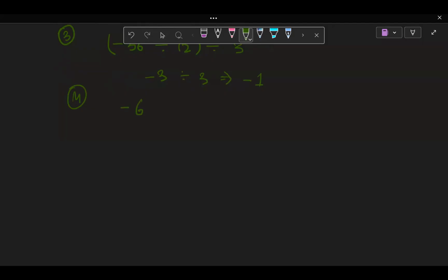Then you have minus 6 plus 5 divided by minus 2 plus 1. Minus 6 plus 5 gives you minus 1 divided by minus 1. So 1 divided by 1 gives you 1, and the sign will be positive. This is how you will do it. Now we come to the next question.